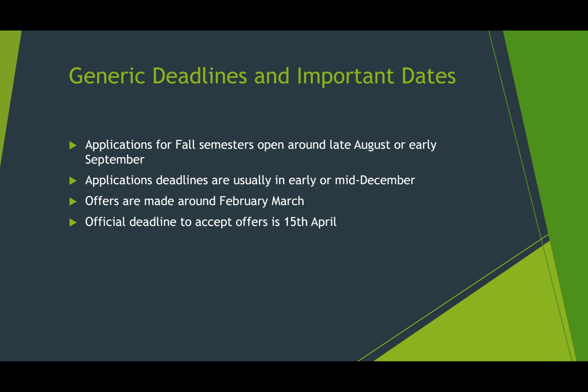Once you apply in the US and the deadline lapses in mid-December, offers are usually made around late February or March. And the official deadline throughout the US, because it's so structured, is that you can accept an offer up until 15th April of that year. So if you have many offers, you have time till 15th April to choose the one you want and then apply for it.